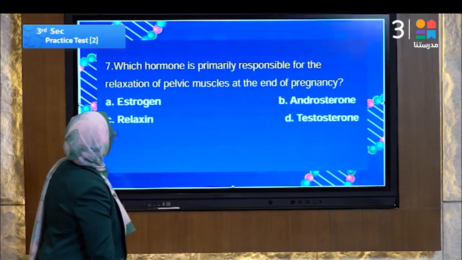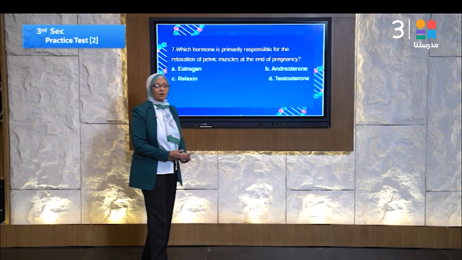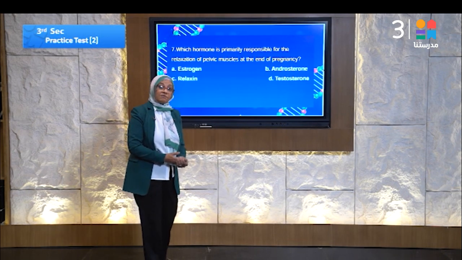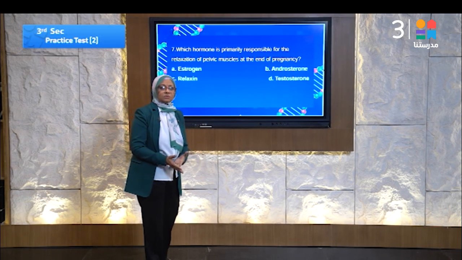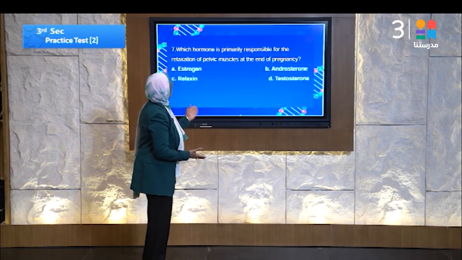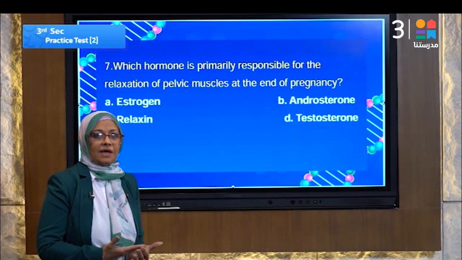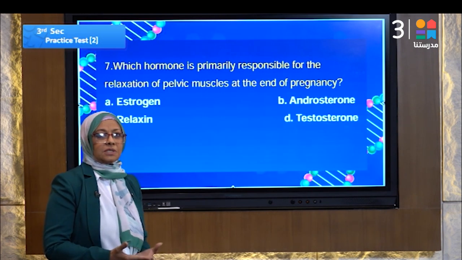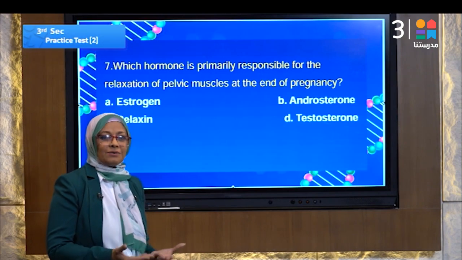Number 7. Another hormones question. Yes, I like hormones. Which hormone is primarily responsible for the relaxation of pelvic muscles at the end of pregnancy? Wow, we go to delivery. Delivering a baby needs more than one hormone, and one of them affects the pelvic muscles. Where are the pelvic muscles? At the end of the abdomen. Why do we need them? The pelvic muscles permit the baby to go out of the body of the mother.